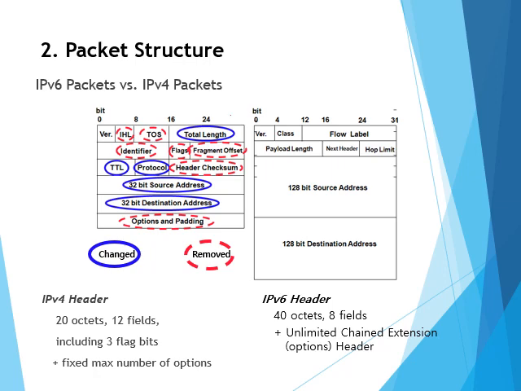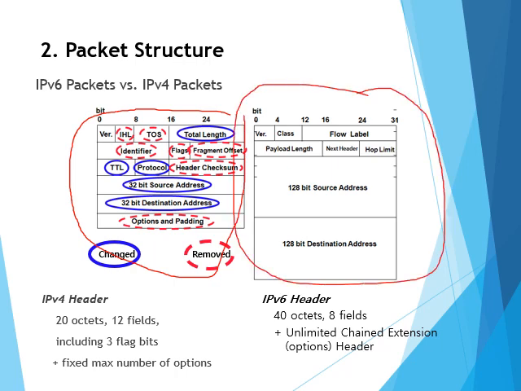Okay, the changes in the packet structure. We have the packet structure for version 4 and the packet structure for version 6. It reduces the number of fields. In terms of the header, it contains 20 octets for version 4, and version 6 contains 40 octets. In terms of fields, IP version 6 has fewer, containing 8 fields. So it will be more efficient to process.